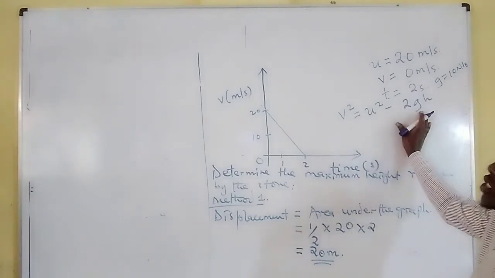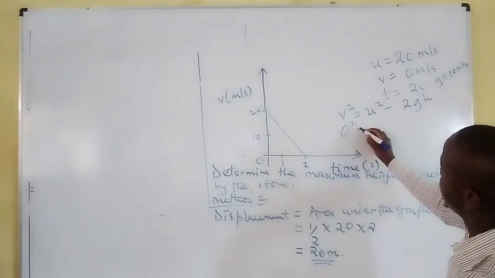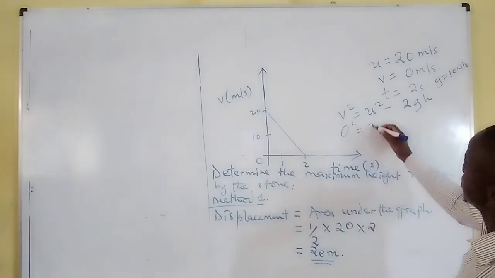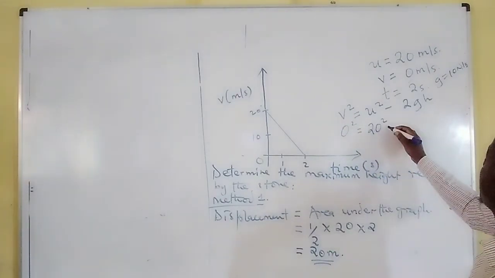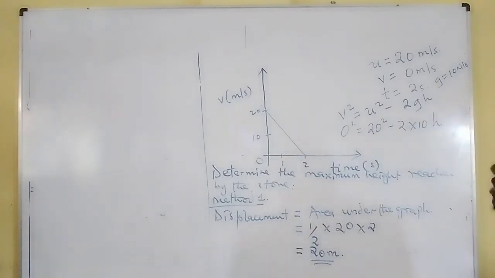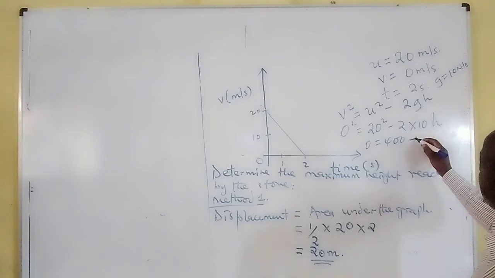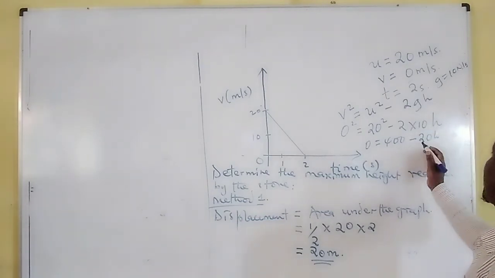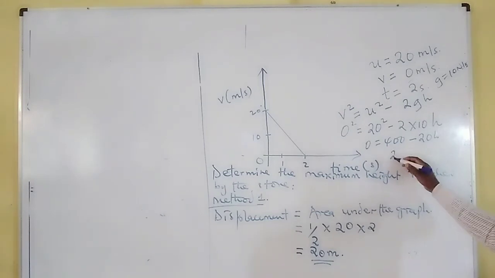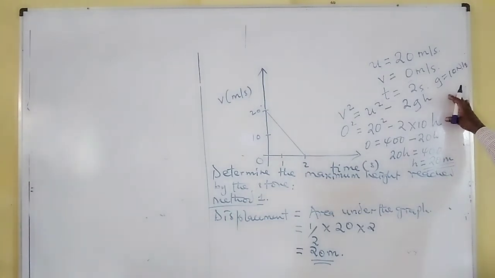Then we can substitute and remain with only one unknown, which is the height. Therefore, we say 0 squared, the final velocity, equals the initial squared, which is 20 squared, minus 2 multiplied by 10, then times h, which is covered by the projected stone. So 0 equals 400 minus 20h. So we can take negative 20h to the other side. This will give us 20h equals 400. So h equals 20 meters. Alternatively, we can follow this approach.